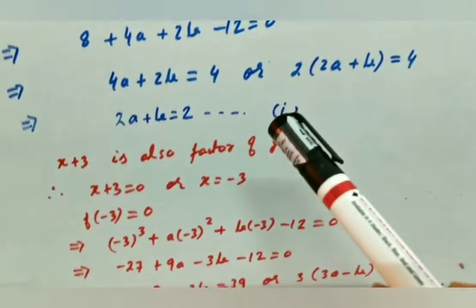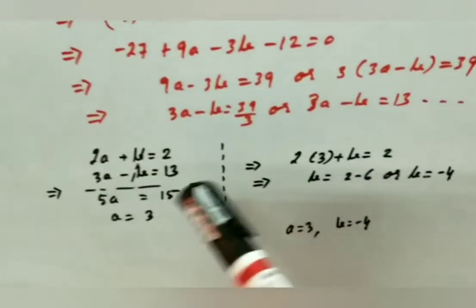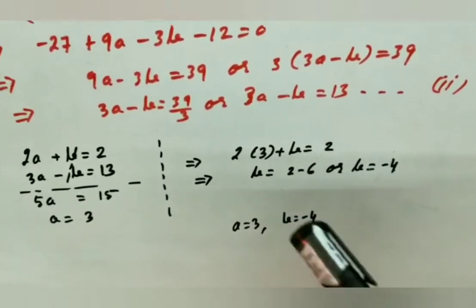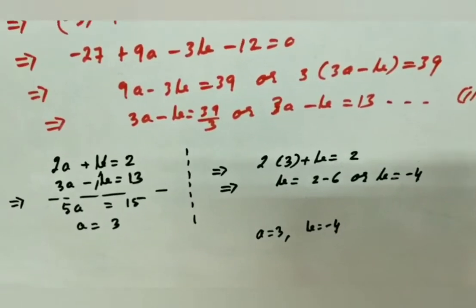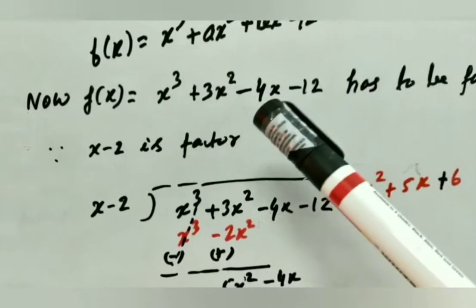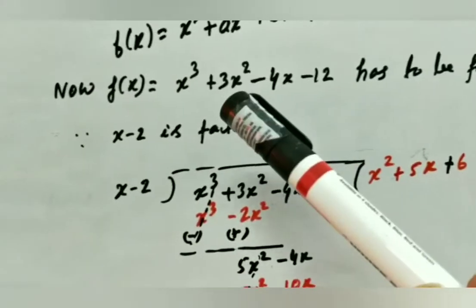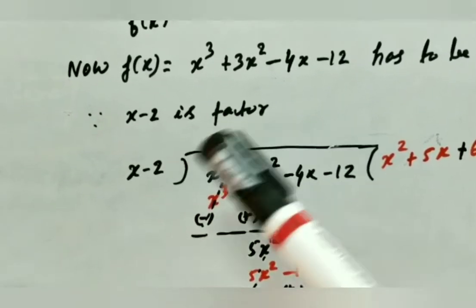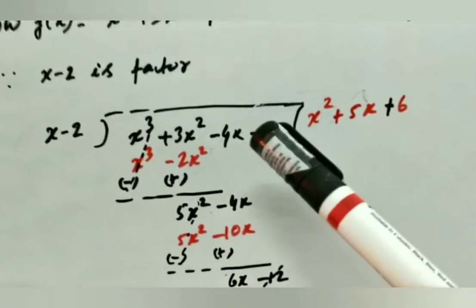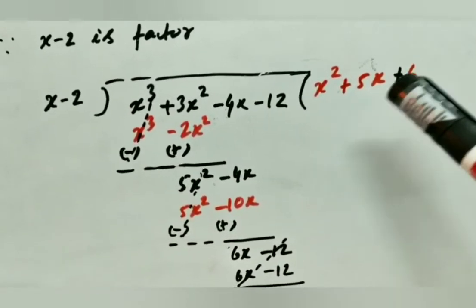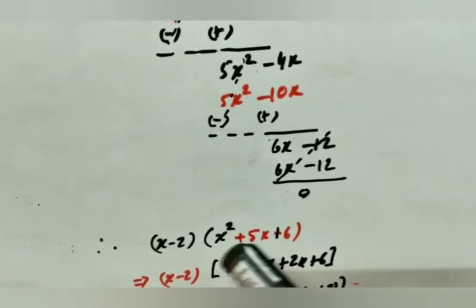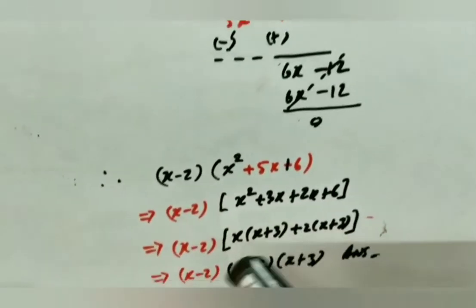Now the two equations, this and this, have to be solved simultaneously. a is equal to 3 and b is equal to minus 4. Simultaneous equation. Now, substitute the values of a and b. a is 3 and b is minus 4. This has to be factorized. x minus 2 is a factor. You can select either x minus 2 or x plus 3. I have taken x minus 2 and the quotient is x square plus 5x plus 6 by long division method. So x minus 2, this is the quotient, factorize it and you get the three factors.